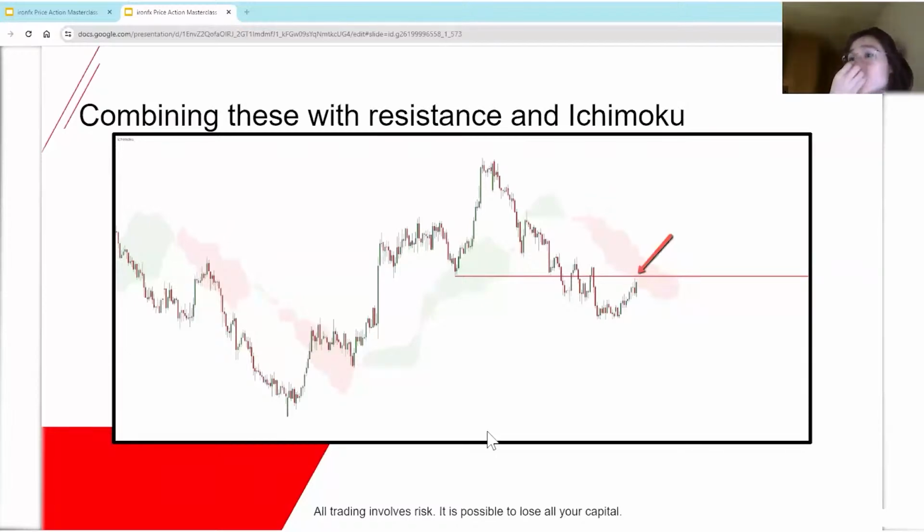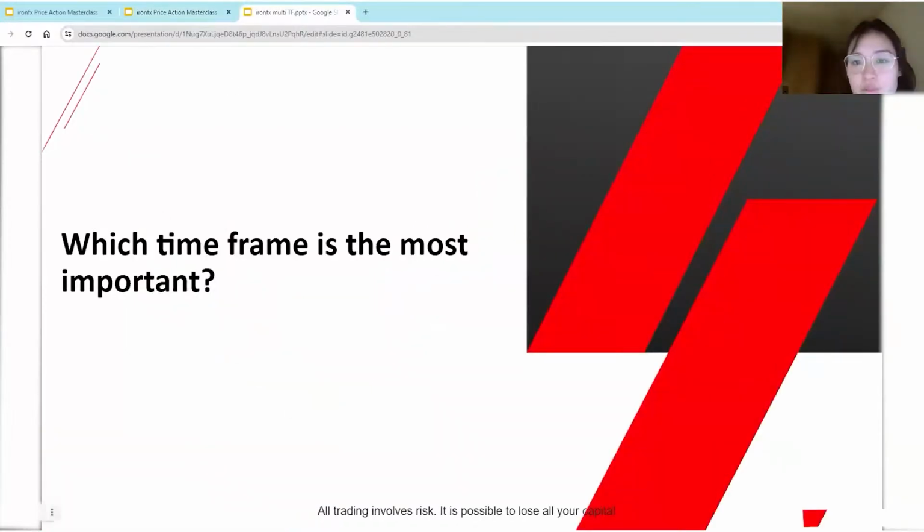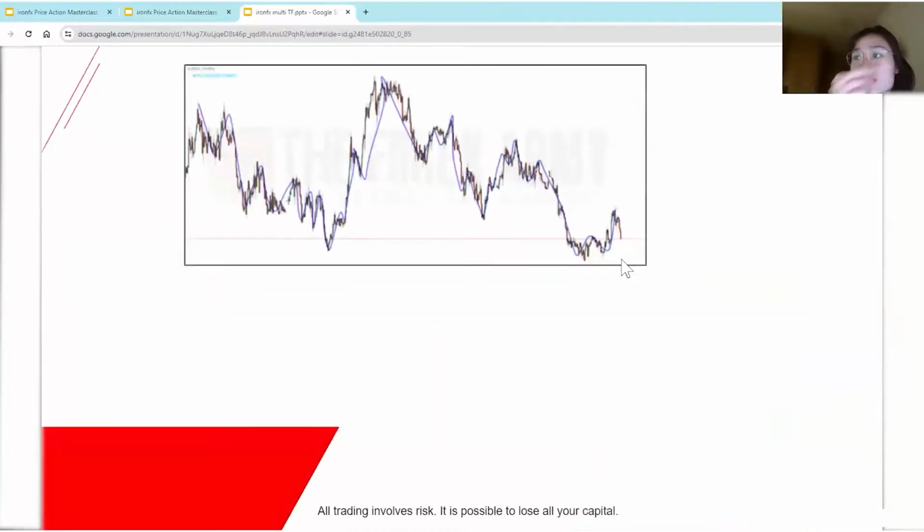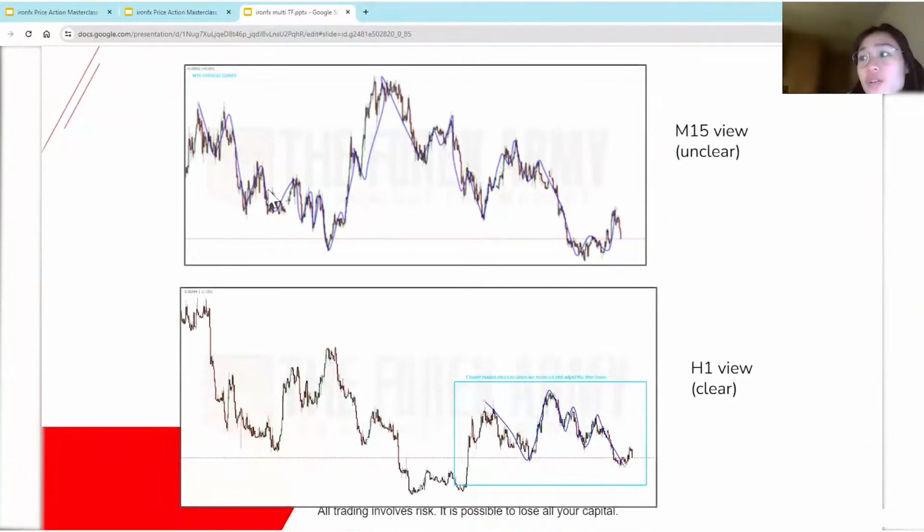I just wanted to talk about which time frame to use, just really quickly. Here's an example of price. You can see it's kind of messy. There isn't really a very clear market structure, and this is on our M15 chart. Now if we change that and look at it on an H1 view, the exact same chart just on a different time frame, you can see the market structure is a lot clearer.